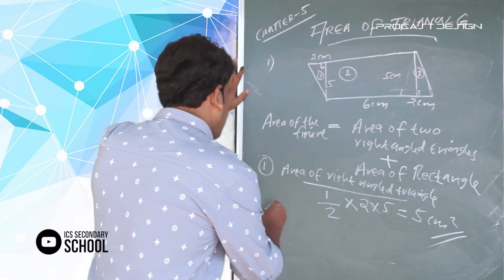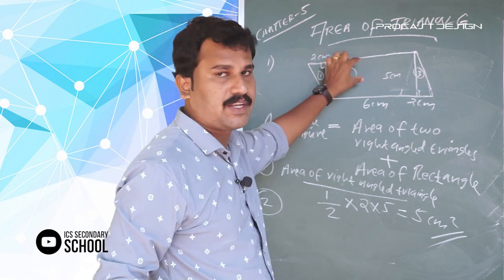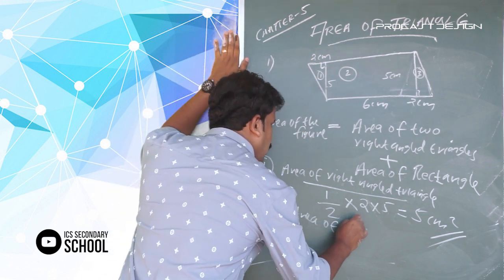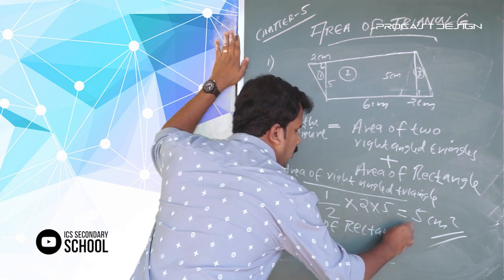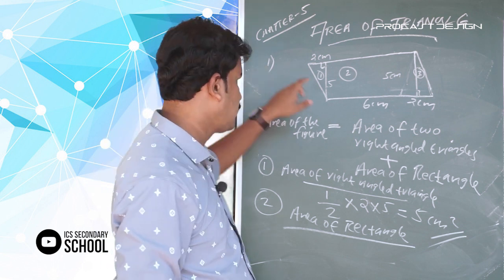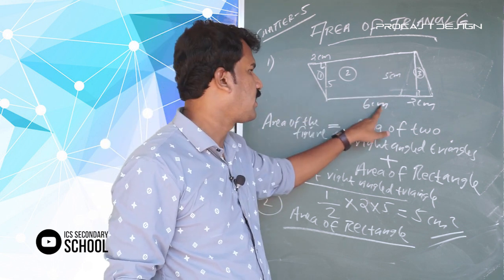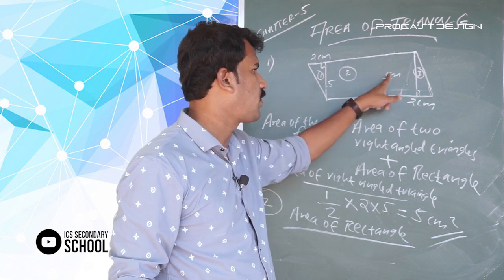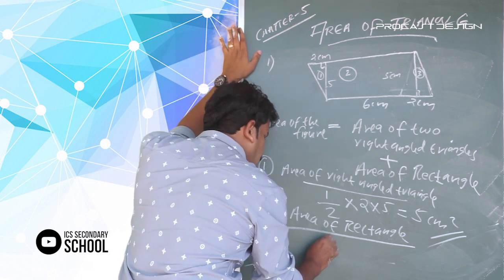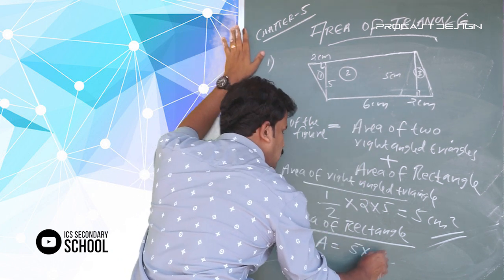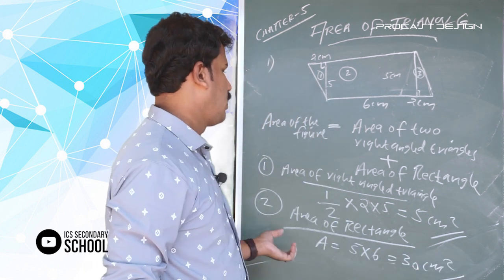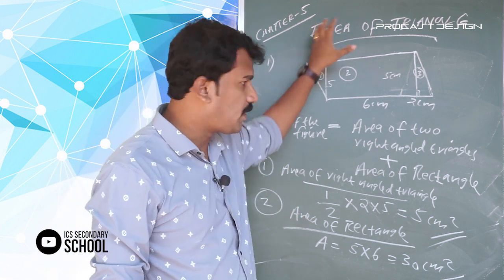Then next, the second figure, the area of the rectangle. The area of a rectangle means length into width. Here the length is 6, then the width is 5. So the area of the rectangle equals 5 into 6, length into width, that is equal to 30 centimeter square. So we can calculate the area of the given figure.